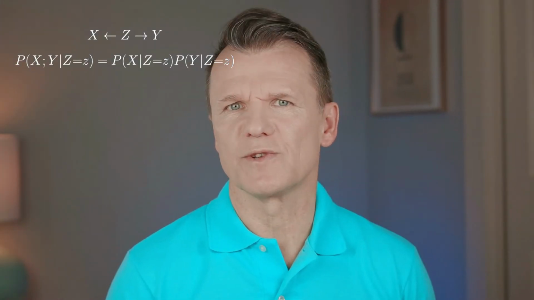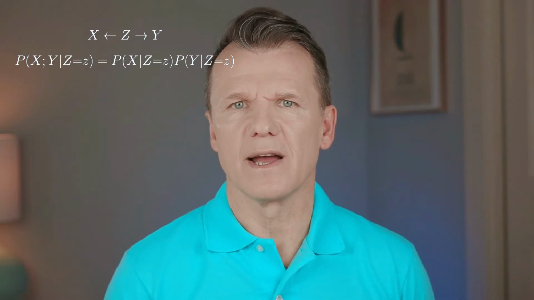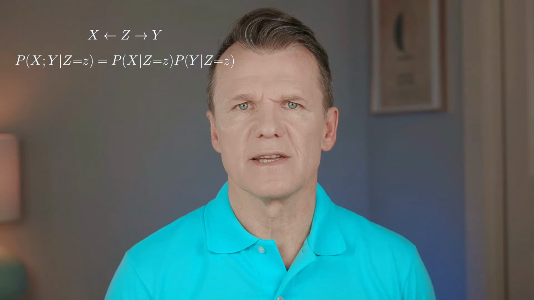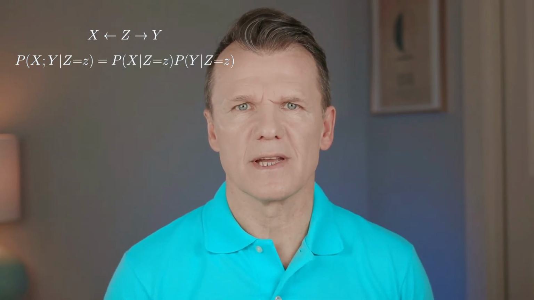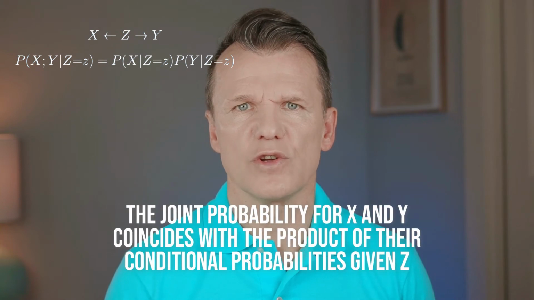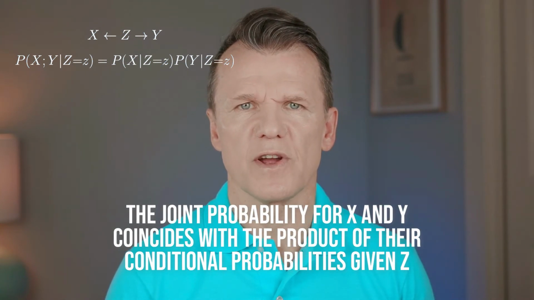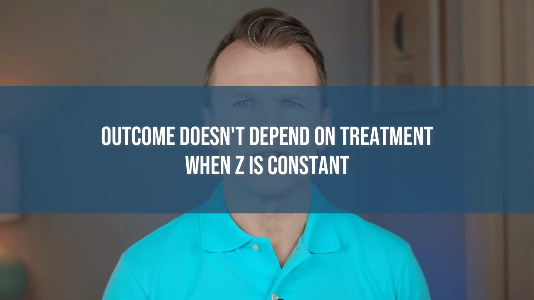And now two associational implications of d-separation. X and Y are independent given a set of variables z if z d-separates them along all paths between them. In other words, given z, the joint probability for x and y coincides with the product of their univariate conditional probabilities. We can say that even shorter. Outcome doesn't depend on treatment when z is constant.